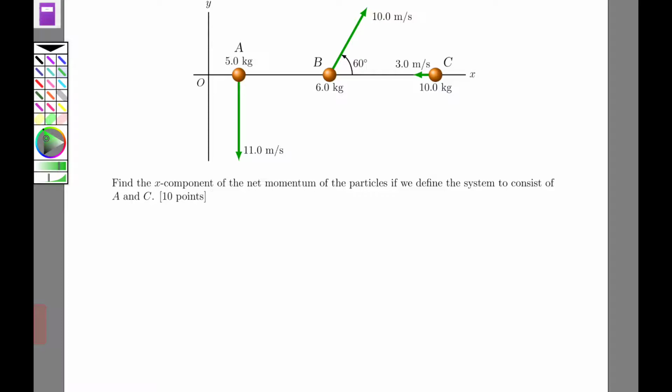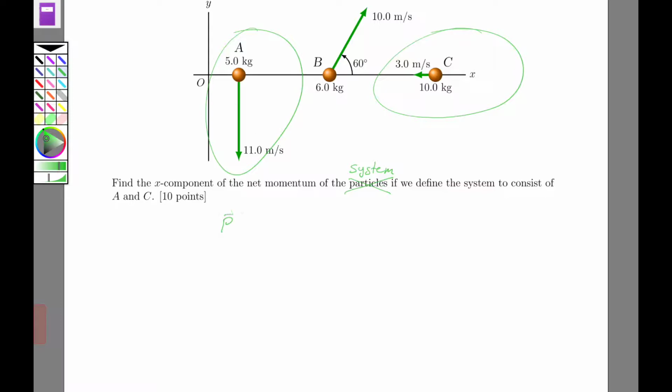Okay, so the x component of the net momentum of the particles. The way this is worded, this really should have said system. But I just typed it as I was given it, and I think this is the way it was in the book. So the x component of the net momentum of the system, if we define the system to consist of A and C. So just these two. And the x component of the momentum of A has no x component, it's just a y component.